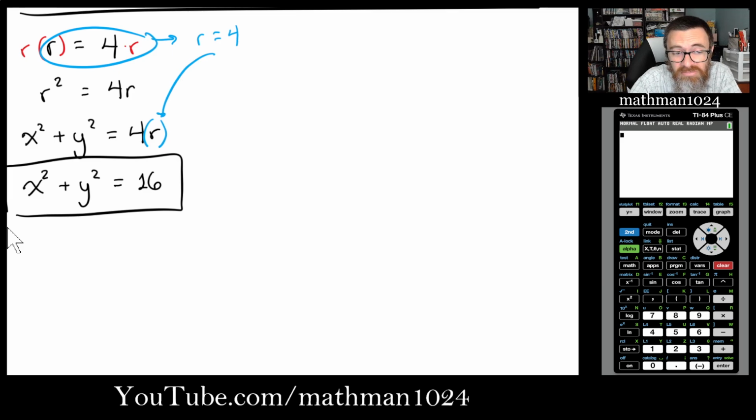And you're done. Not anything else to do there. This is clearly a circle with a center of 0, 0, and a radius of 4. Oh, you mean like how it said r equals 4 at the very beginning? Yeah, that's exactly what I mean.